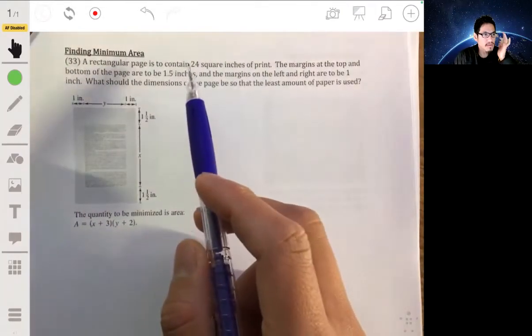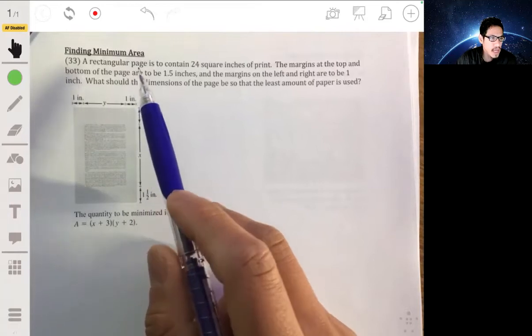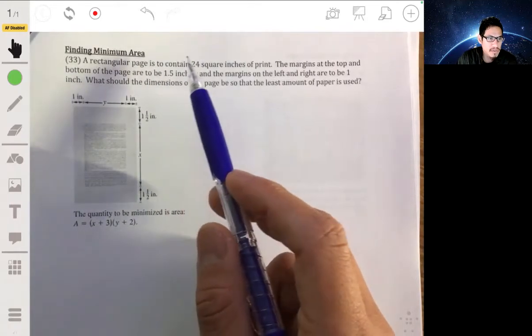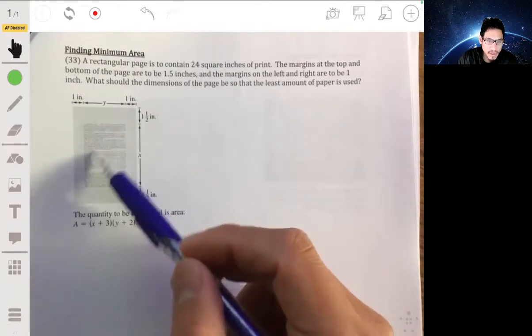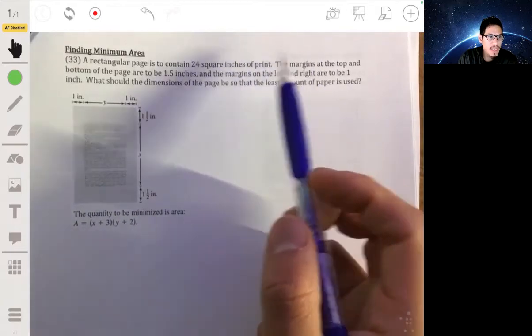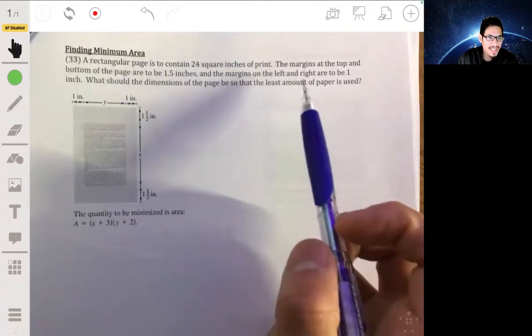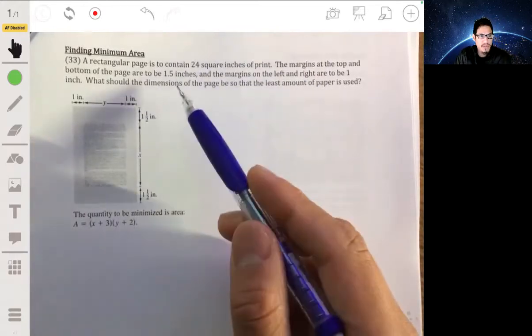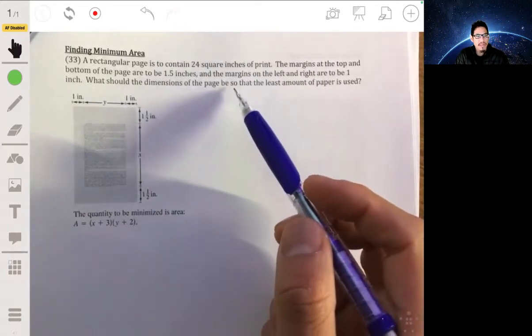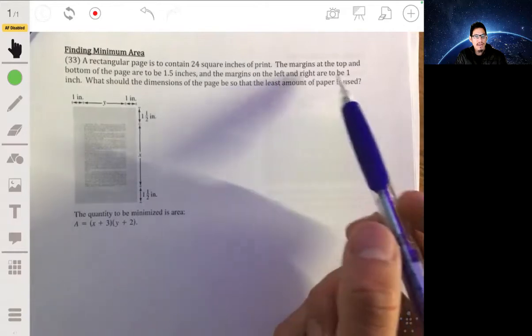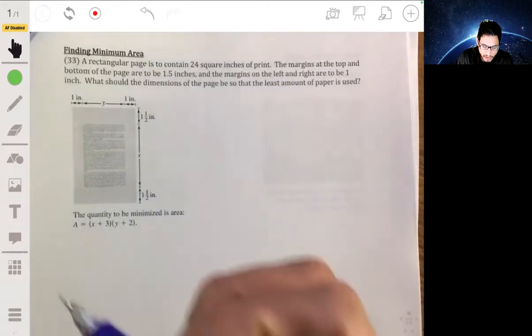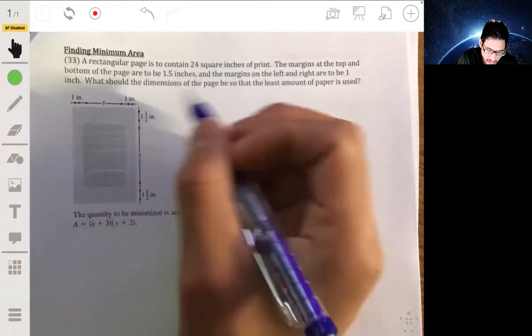All right, so here I'm going to try to find the minimum area where I have a rectangular page that's going to have 24 square inches of print, so this in the middle. And the margins at the top and the bottom are going to be 1.5 inches, and the margins on the left and right are going to be 1 inch. And so we want to figure out what dimensions the page needs to be so that the least amount of paper is used. So here we have a picture showing this.